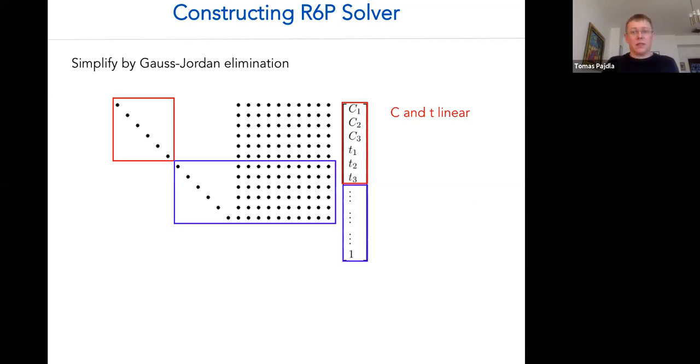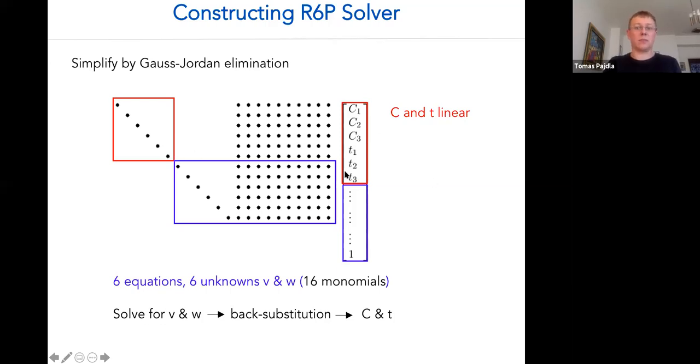Now we can somehow notice that in this form, some part of that is linear, and this linear part can be eliminated in the next step. This can be done by bringing this matrix into standard reduced form with Gaussian elimination. And this allows us to eliminate or express these six unknowns in terms of the others, and then substitute elsewhere. And therefore, we get now only 6 equations in 6 unknowns, which is V and W. We still have 16 monomials. Once we recover V and W, we can use these equations to back substitute and obtain C and T.